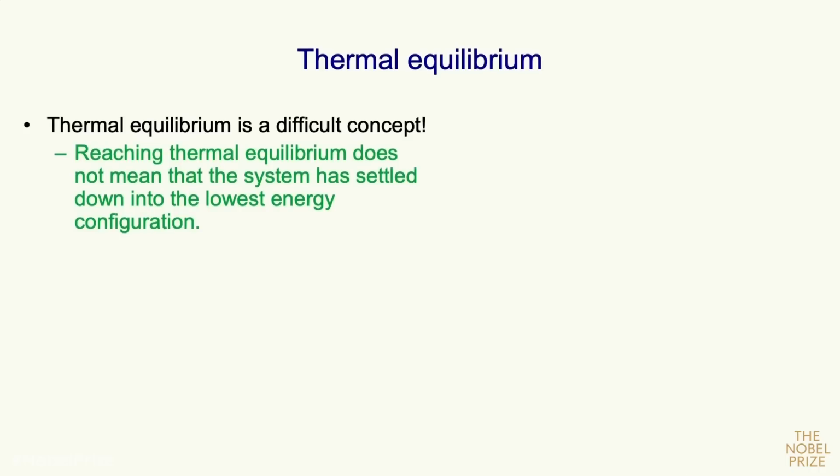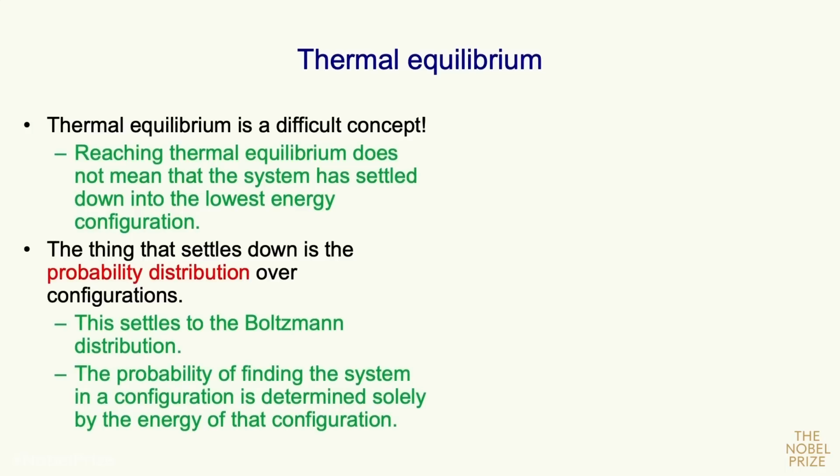So, thermal equilibrium. It's not what you first expect, which is that the system is settled to a stable state. What's stabilized is not the state of the system. What's stabilized is a far more abstract thing that's hard to think about. It's the probability distribution over configurations of the system. That's very hard for a normal person to think about. It settles to a particular distribution called the Boltzmann distribution.